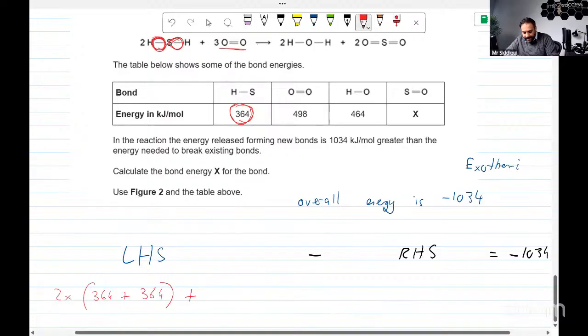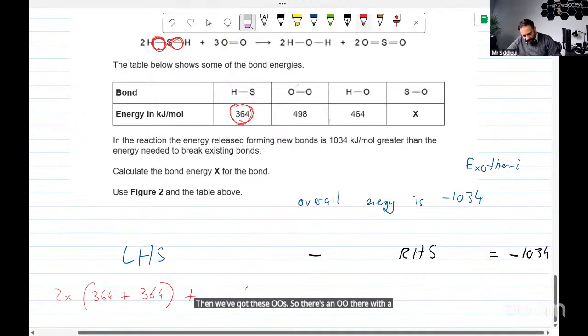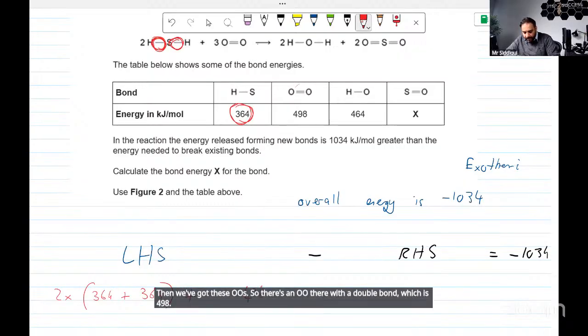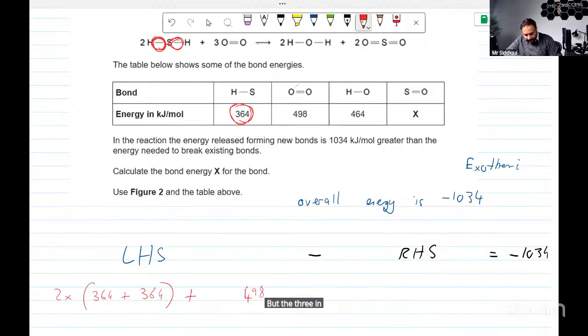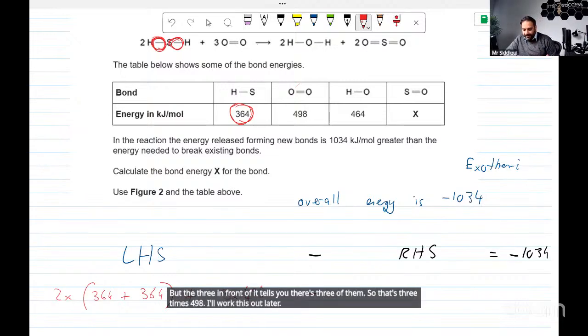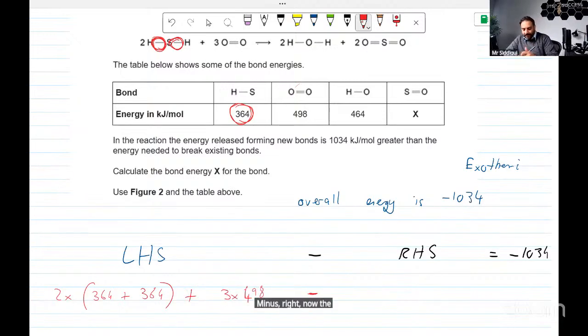Then we've got these OOs. There's an OO there with a double bond, which is 498, but the 3 in front of it tells you there's 3 of them. So that's 3 times 498. I'll work this out later. Minus. Right, now the right-hand side I have to do the same thing for. We've got an HO bond there and another HO bond there. That's 464 plus another 464, times by 2, because the 2 in front of it tells you to do that.